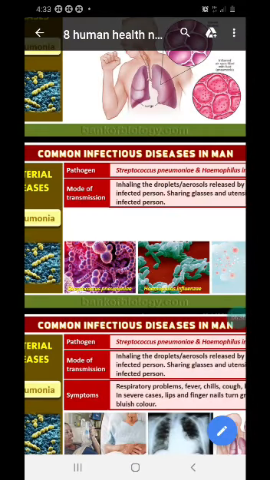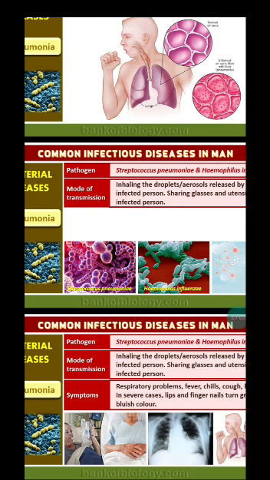What are the symptoms of pneumonia, children? Yeah, respiratory problems, fever, chills, cough, and in severe cases, even lips and fingernails turn grayish or bluish in color because of lack of oxygen. Because our lung is affected, our other organs of our body are not getting oxygen properly. Okay, so our nails and fingers may turn gray or blue.